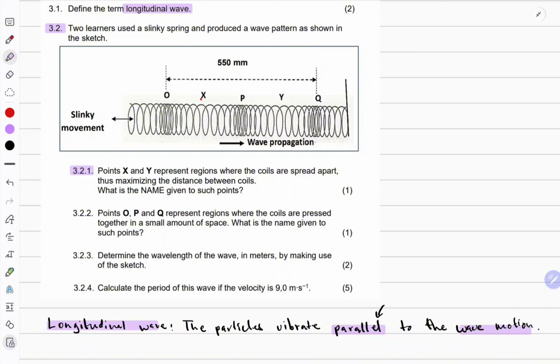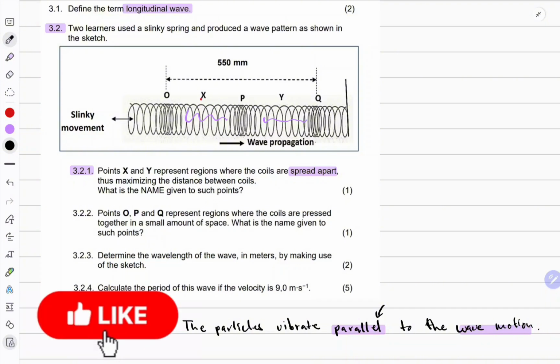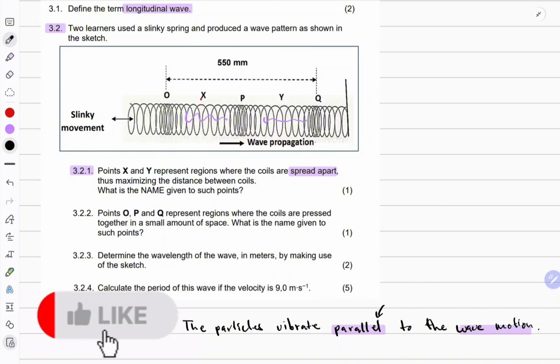So 3.2, two learners used a Slinky spring and produced a wave pattern as shown in the sketch. 3.2.1, points x and y represent regions where the coils are spread apart. So you can see here, the coils are spread apart, thus maximizing the distance between the coils. What is the name given to such points? Regions where the coils are spread apart, creating a gap between the coils, is what we call rarefactions.